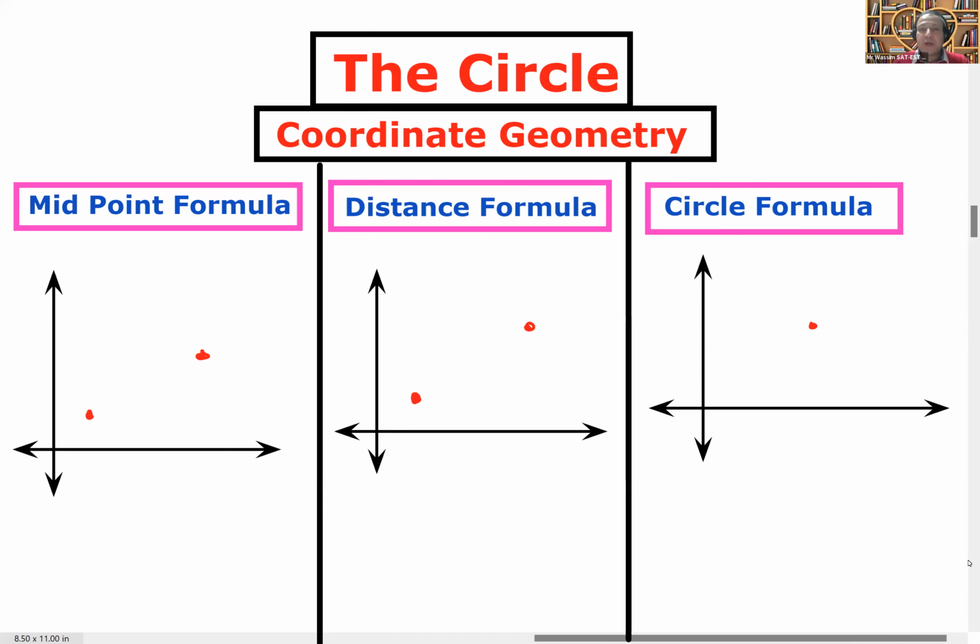For the circle, we have two parts, a part for algebra and a part for geometry. So let's start with the coordinate geometry: midpoint formula, distance formula, and the circle formula.